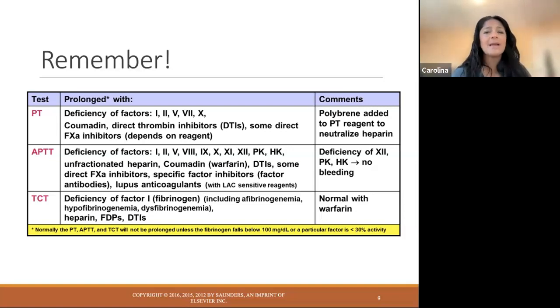The thrombin clotting time is checking for deficiencies in factor 1, which is fibrinogen. And so there are fibrinogen conditions like afibrinogenemia, hypofibrinogenemia, and dysfibrinogenemia. So these are different fibrinogen disorders. Afibrinogenemia means that there's no fibrinogen present. Hypo, there's a decrease of fibrinogen, and dys, there's a dysfunction of fibrinogen, okay? So the thrombin clotting time would be helpful to determine issues with that.